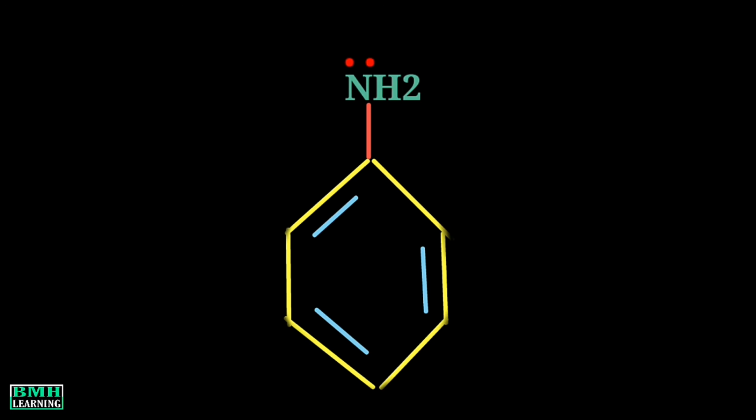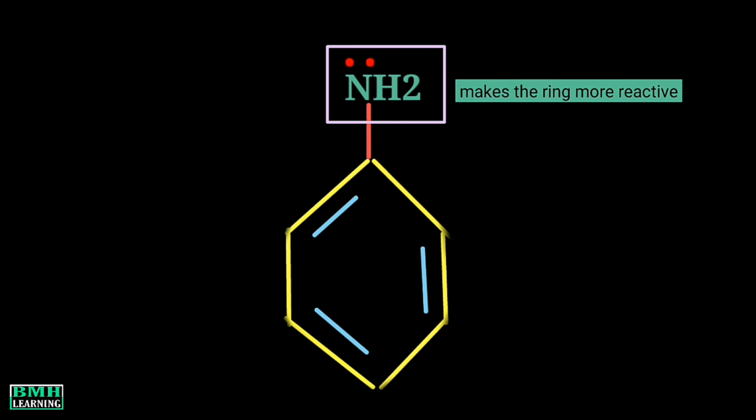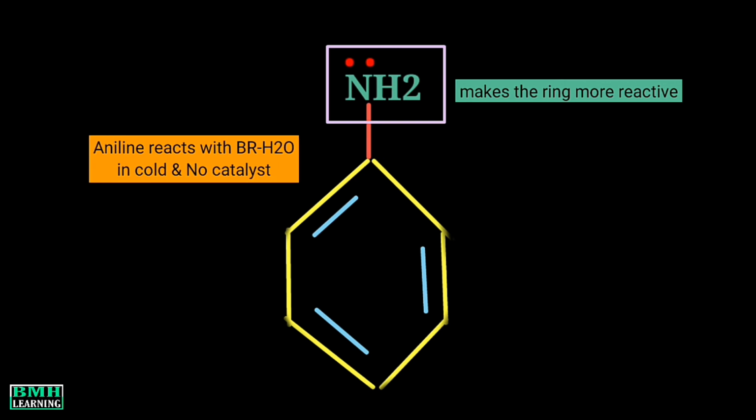So, in case of phenylamine or aniline, there is the NH2 group attached to the benzene ring. This NH2 group makes the ring much more reactive than it would otherwise be. This is exactly similar to the effect of the hydroxyl group in case of phenol. Because of the high reactivity of the benzene ring, aniline reacts with bromine water even in the cold and in the absence of any catalyst. On the other hand, the unactivated ring only reacts with bromine when there is a catalyst and high temperature.